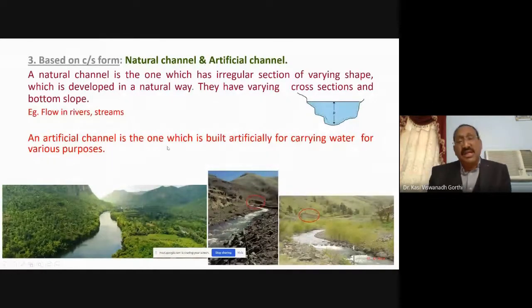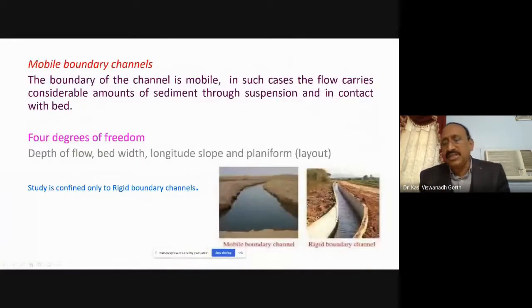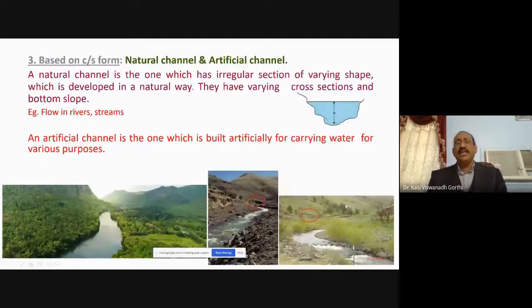the one which is built artificially for carrying water for various purposes, maybe for irrigation, maybe for power generation, maybe for domestic water supply. When you are preparing, naturally the channel will be with a very specific shape. You see here, the shape is so specific. So these are called the artificial channels where you have very specific shapes. Usually the artificial channels will be with a very clear-cut shape of rectangular, trapezoidal, something like that, triangular, and so on.